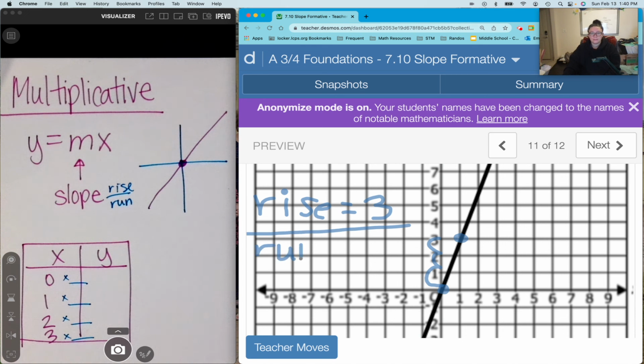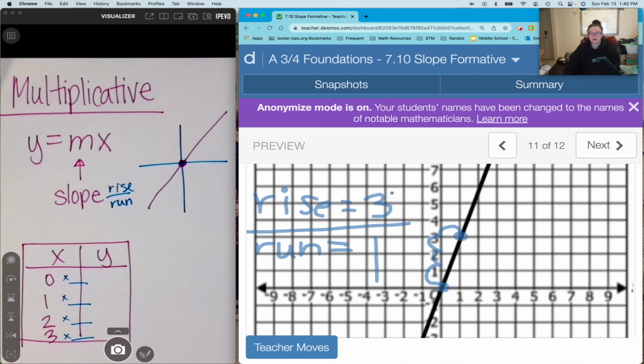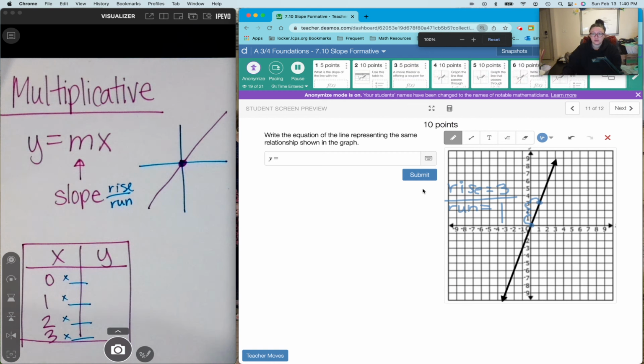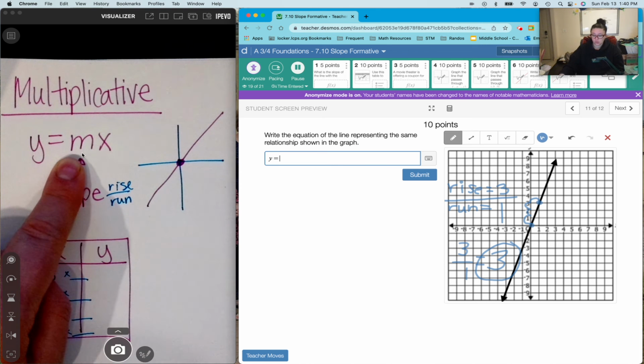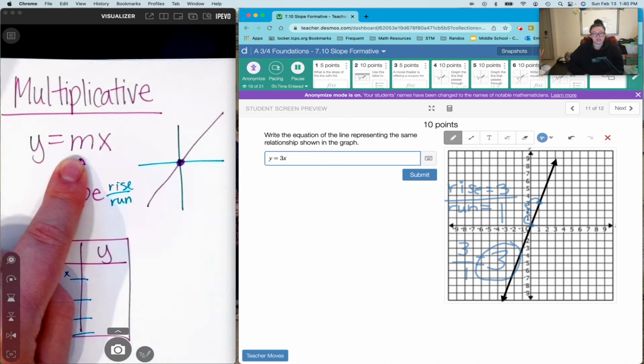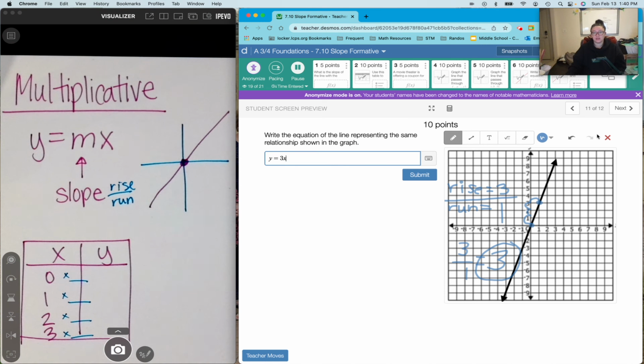My run, from my rise of 3, I run 1. I run 1. My rise was 3, my run was 1. 3 over 1, or 3 divided by 1, simplifies to just 3 for my slope. My m is 3. My m in my equation is 3. So y equals 3 times x.